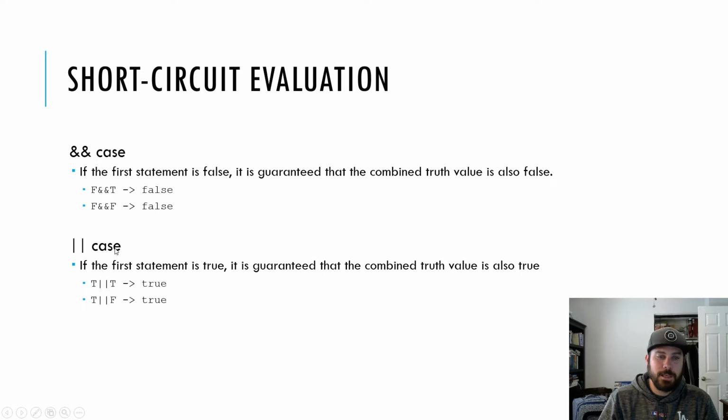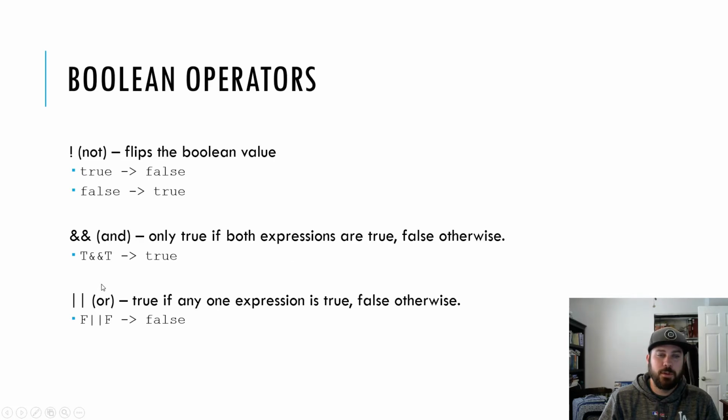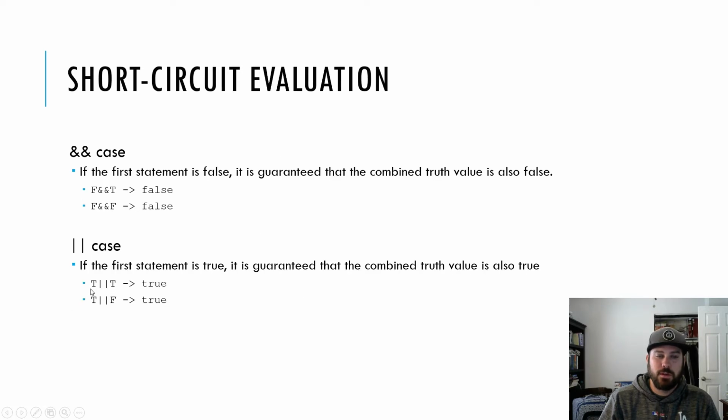For an OR case, we have just the opposite. If the first statement is true, it's guaranteed that the combined truth value is also true. And if we look back at the reasoning for that, it's true if any one expression is true. So if the first Boolean value is true, it doesn't matter what the second Boolean value is, the combined truth value is going to be true. So again, we skip over this second statement.